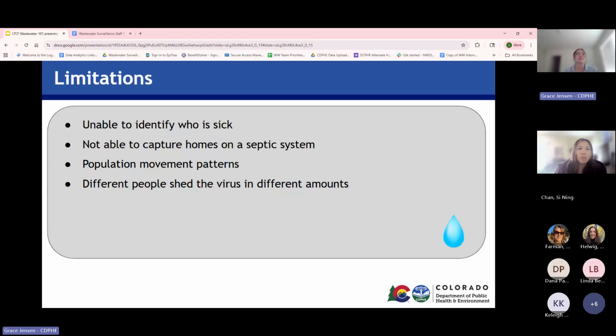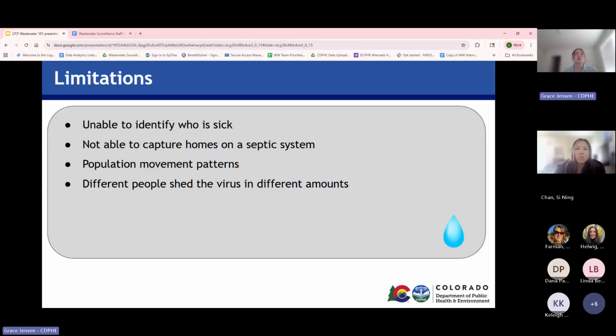We're also not able to capture folks that are on septic systems. So you'll see a map of kind of what our program looks like and where we're testing. And you'll see in the eastern region of Colorado, we're really under-resourced just because those are rural areas and a lot of those folks are on septic systems. And there's differences in population movement patterns. So in our high tourism areas, we're going to have a lot more people moving in and out of that area on a daily flux, more than necessarily one of our metro areas.